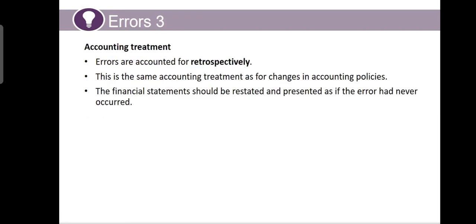Accounting treatment: errors are accounted for retrospectively. You go back and do it retrospectively. This is the same accounting treatment as for changes in accounting policies. The financial statements should be restated and presented as if the error had never occurred. You cannot charge it to the current year. You keep it in the last year. And because last year's financial statements are already published, you cannot change the last year's income statement. Technically, you debit your retained earnings. So this is the accounting treatment.